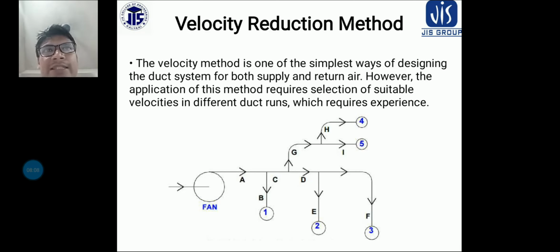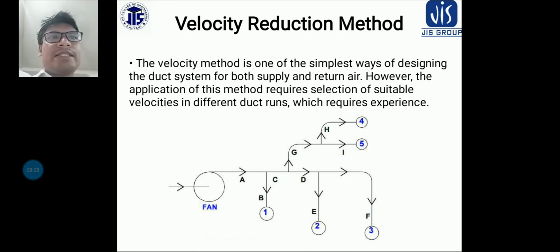We can use aluminum, black sheet, stainless steel, or galvanized iron, that is your GI plate. So like this we can use these materials. Now the duct construction. Let us discuss the duct construction.